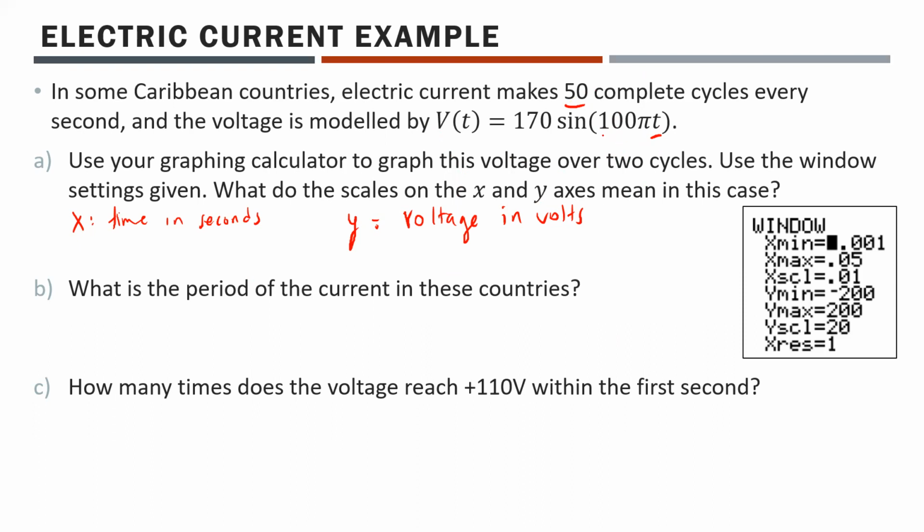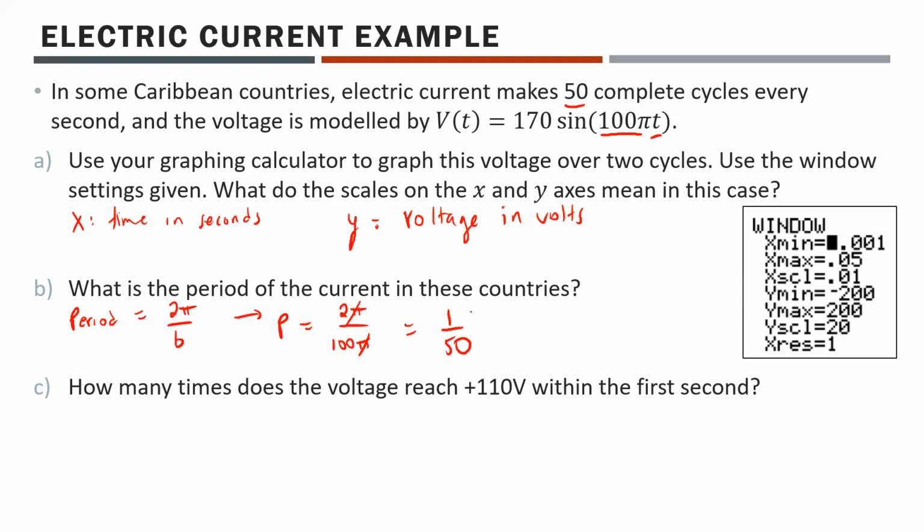But just to prove it to you, you can also use your b value. Just remember the period can be found by 2π over b. We actually know what the b value is in this case, so I'll say period, I'll just call it p, equals 2π over 100π. The π's would clearly cancel out. We'd be left with 2 over 100, which of course simplifies to 1 over 50. So the period of the current in these countries is 1 over 50.